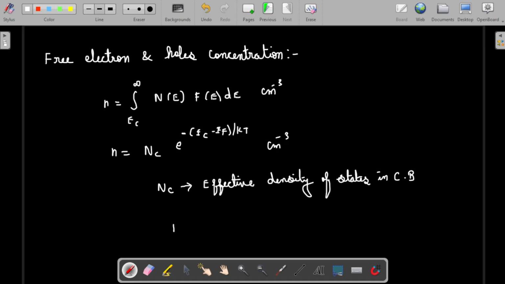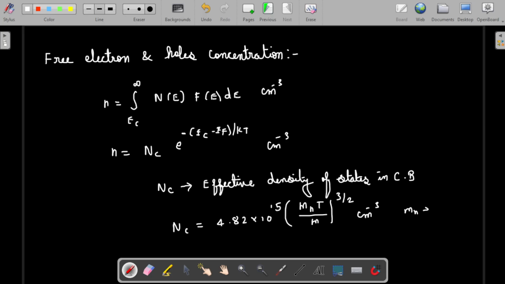The value of NC is equal to 4.82 into 10 to the power 15, multiplied by the effective mass of the electron divided by the free electron mass, whole power 3 by 2, per cubic centimeter. Generally, if they give it in a question, the NC value will be given, so there is no need to worry about this.